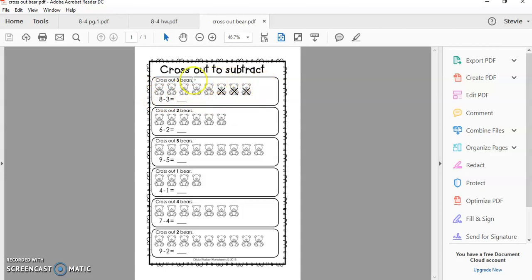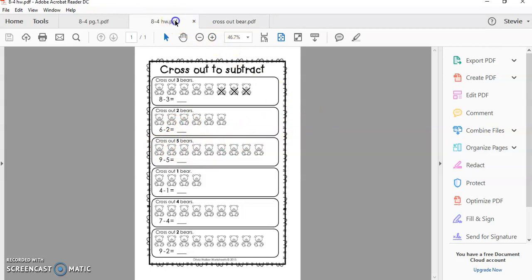So for this first problem, let's look. We started with 8. We X'd out 3. 1, 2, 3. How many left over? Let's count. 1, 2, 3, 4, 5. So you would write a 5 here. And you're going to do the same for each of these. You're going to cross out however many it tells you to cross out and write how many left over.